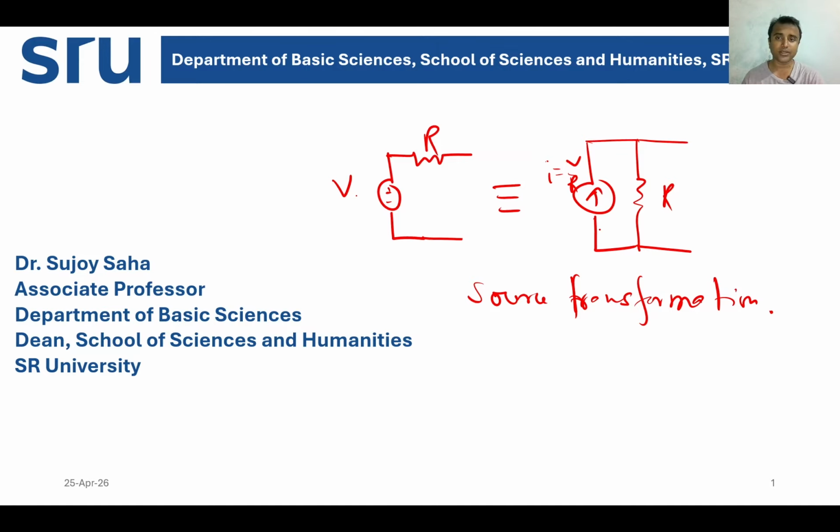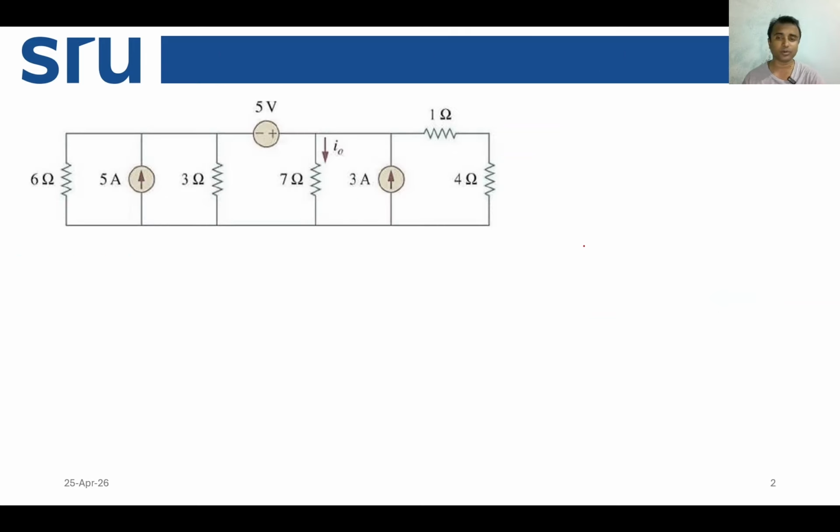So we already told you about this, and today we are going to see what the actual problem solving situation will be. Let us start with a very simple and basic problem. In this problem there are many sources, and our aim is to calculate the current through this 7 ohm resistance, which is given by I0. That is the current we need to calculate.